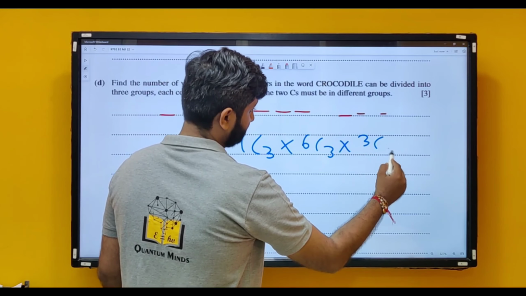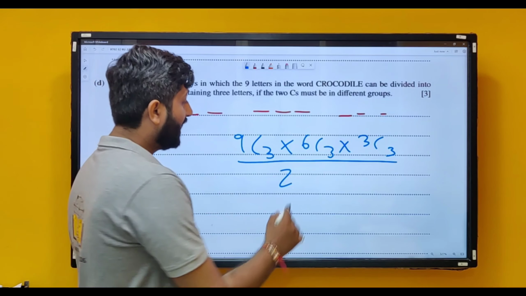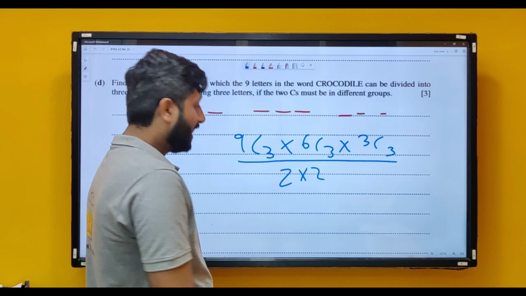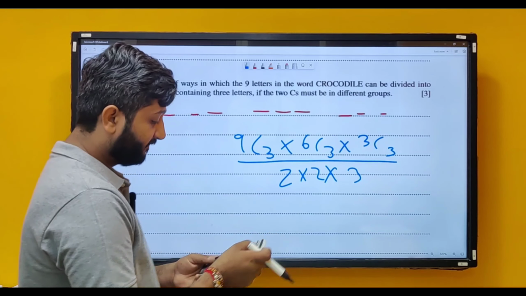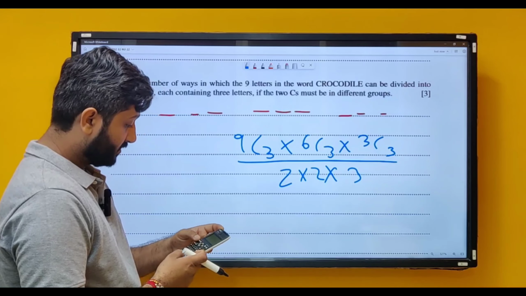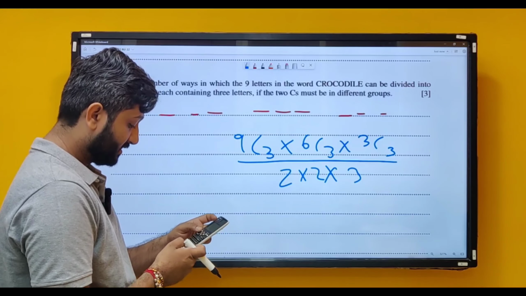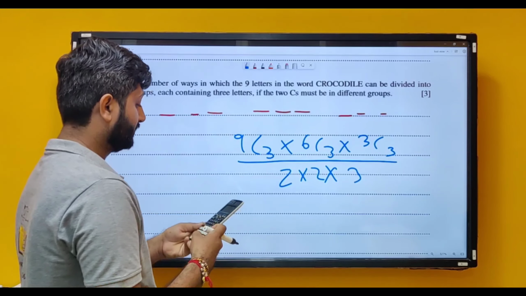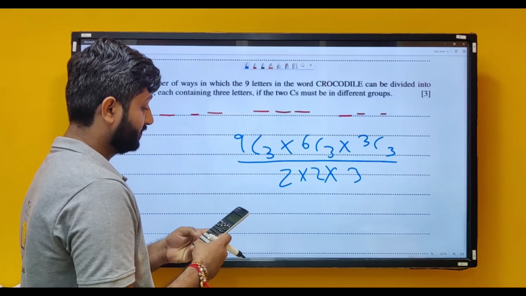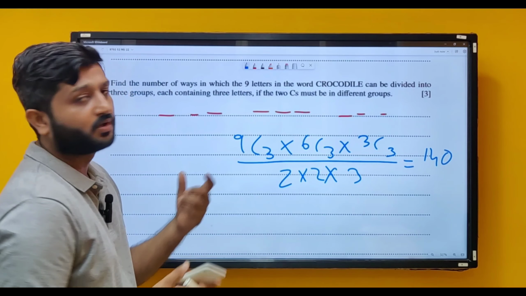Right. Now guys, this is selection, so the order does not matter. So I'll have to divide by 2 by 2 because we have 2 C's and I also have 2 O's. And I am supposed to divide it into 3 different parts, so divide by 3. So the final answer is going to be 9C3 into 6C3 divided by 3 2s are 6, 6 2s are 12. Which is 140. Right, this is the total number of ways.